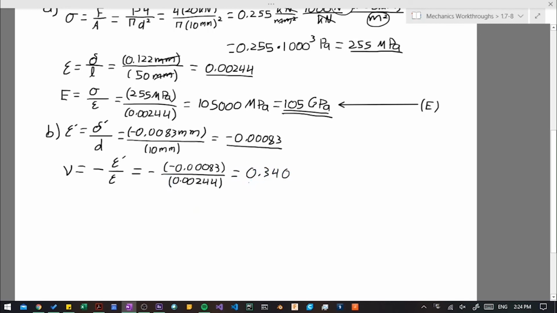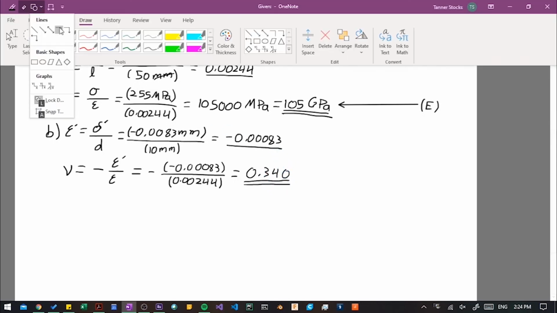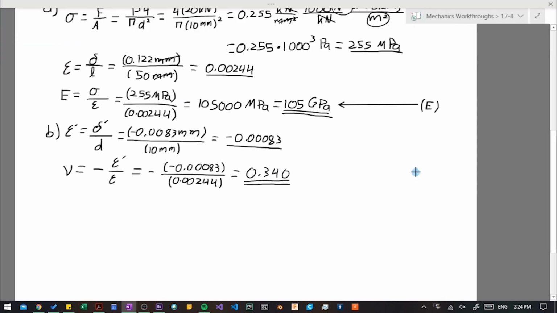And we get 0.34, and this makes sense because a lot of materials have a Poisson ratio of about 0.3. I think aluminum is exactly 0.3, so this is a very reasonable number. And this is a final answer, so we do our double underline and arrow. And that is the end of the problem.